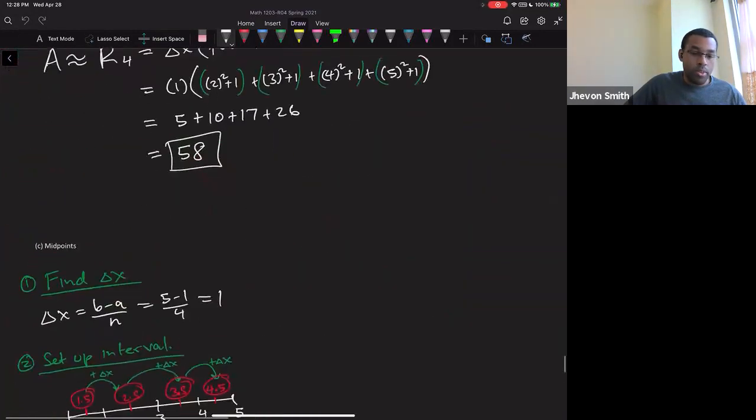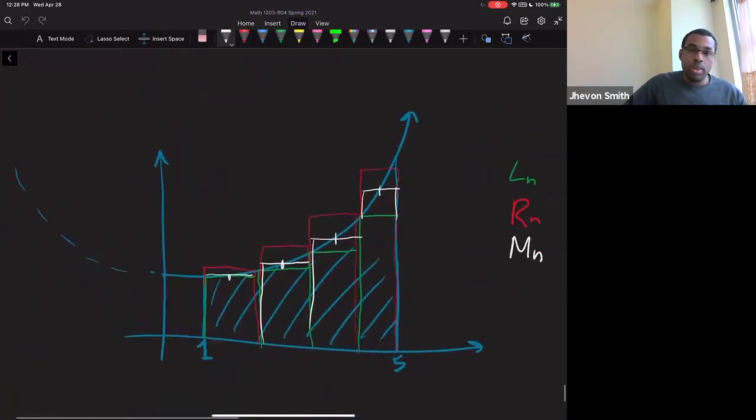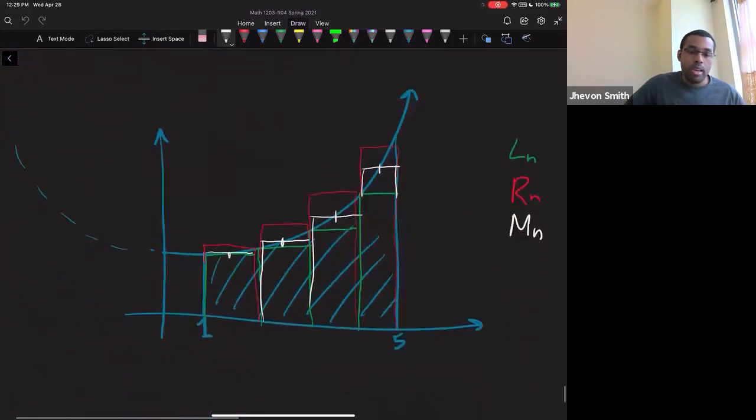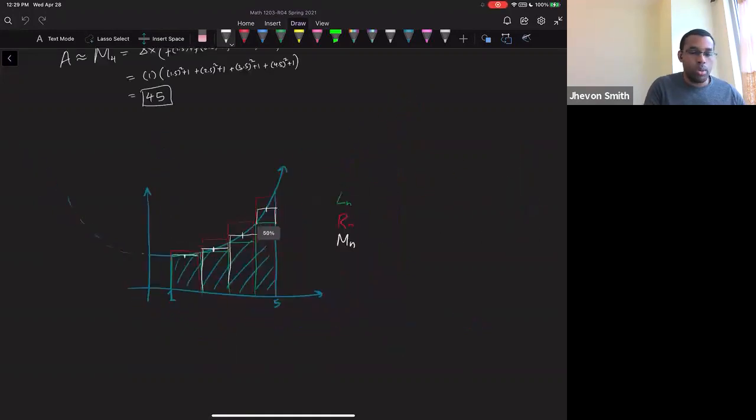The right hand gave you 58. That's because the right hand, you had the rectangles above the curve. The midpoint kind of gives you both kind of in between. That gave you 45. For this kind of function, we kind of expect it to be closer to the 45. Next time, we'll actually see exactly what the answer is, or how to know exactly what the answer is. But for now, we will stop there.